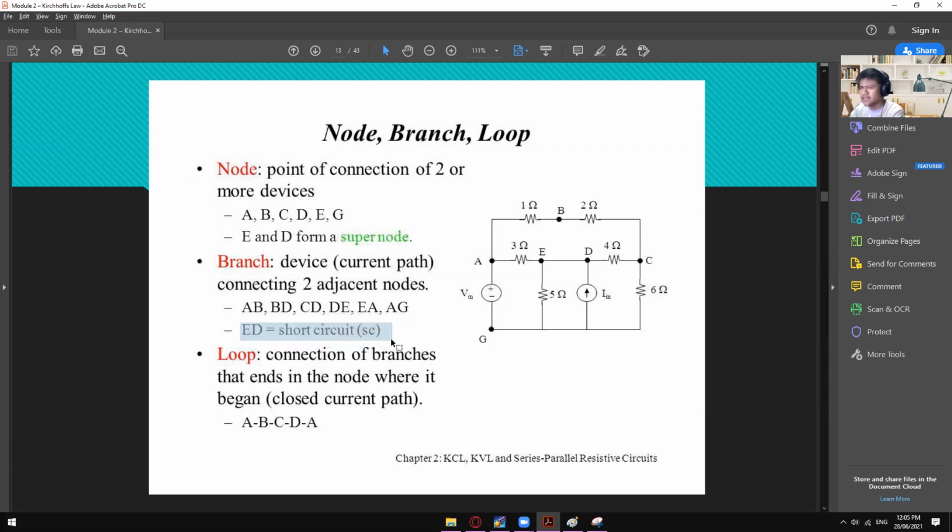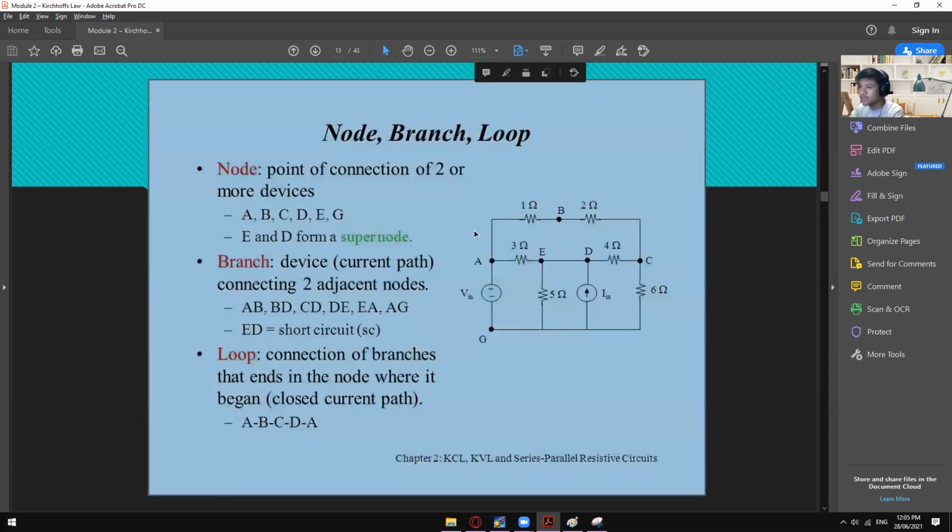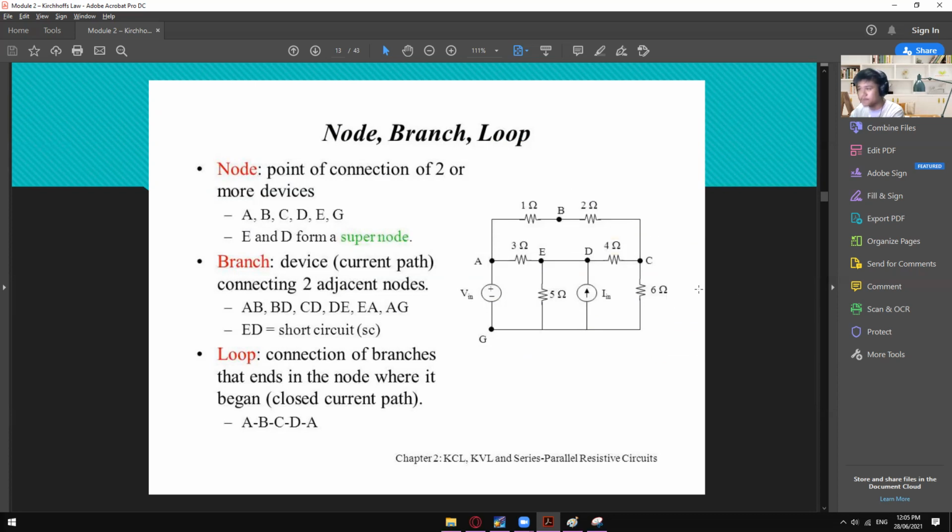Take note of this one. This is not a branch, EB, because it doesn't have a component between it. And then for the loop, we have here AB, C, D, and then A. So this is the loop. We could say that this is your loop one. We can actually have a loop right here, another loop right here, and then another loop right here, and another loop for the outside part. So those are the loops.